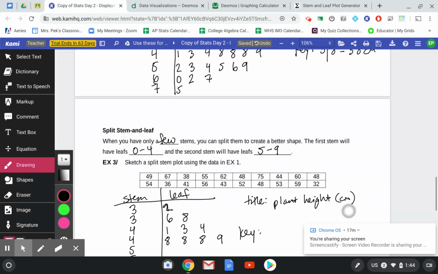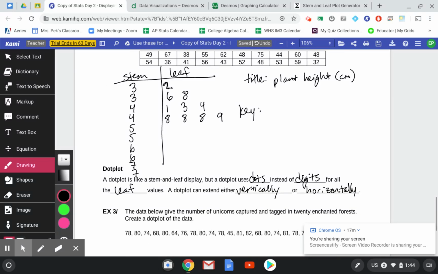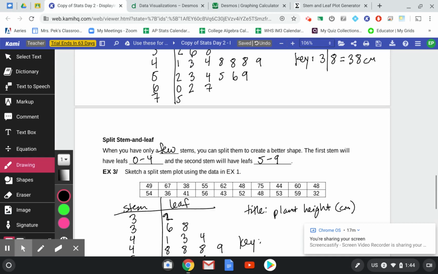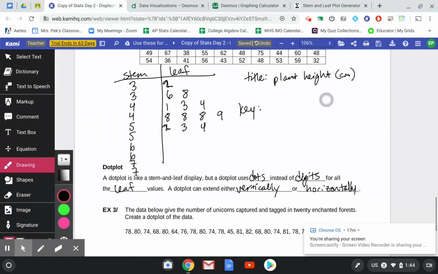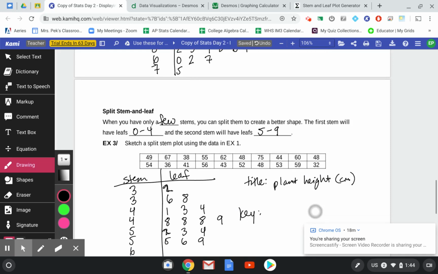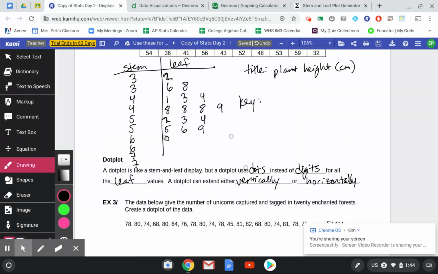In the 50s, I've got a 2, 3, 4, and 5, 6, 9. Sorry, my pen is lagging still. 60, 62, and 67. And then I don't have any in the 0 to 4 range for my 70s, but I do have a 5. So I'm going to show that gap in between there.